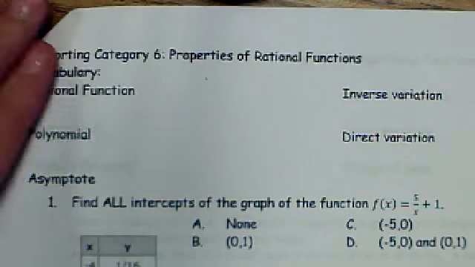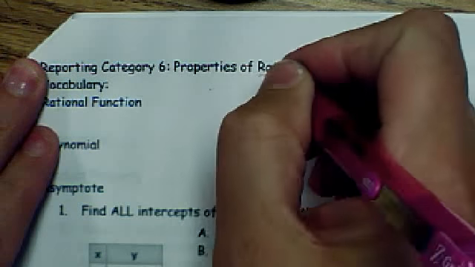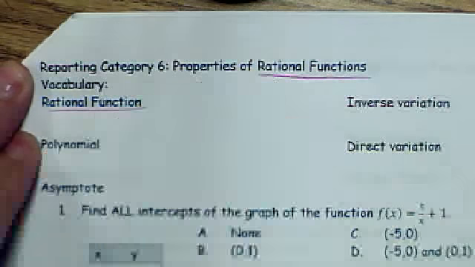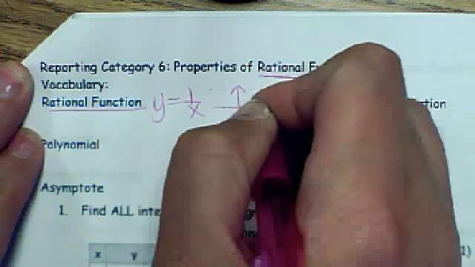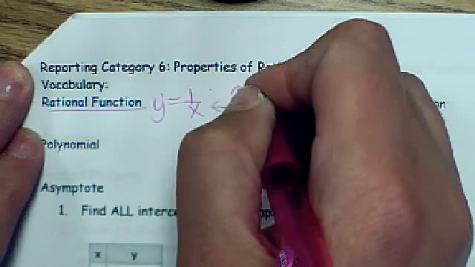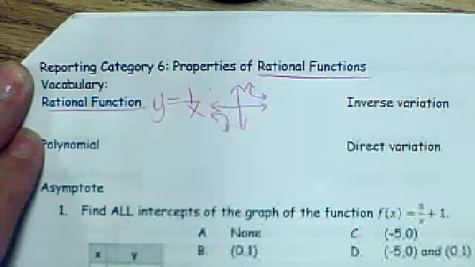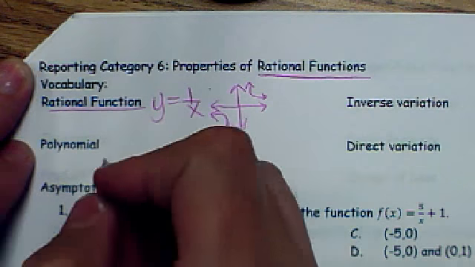So we're working on reporting category 6. Reporting category 6 is about rational functions. So first thing we're going to talk about is rational function. Rational function is y equals 1 over x. And the graph looks like this. That's a rational function.